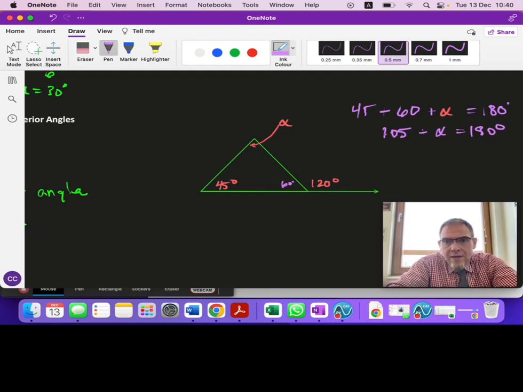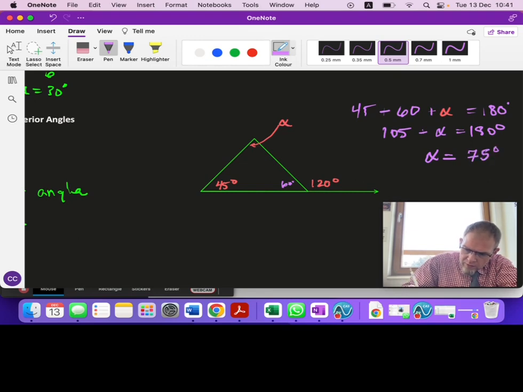So I'm adding here. So the inverse operation is for me to subtract 105 from both sides. And I would end up with alpha equals 180 minus 105, which should be 75 degrees. That's my solution.